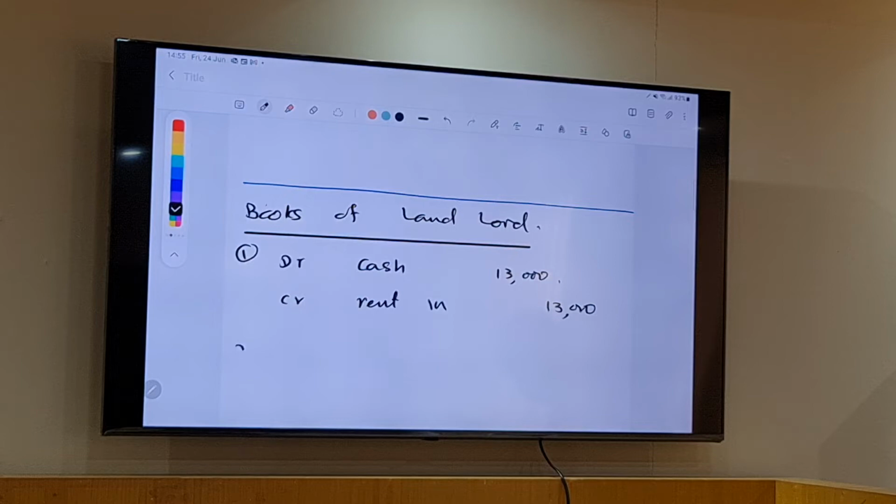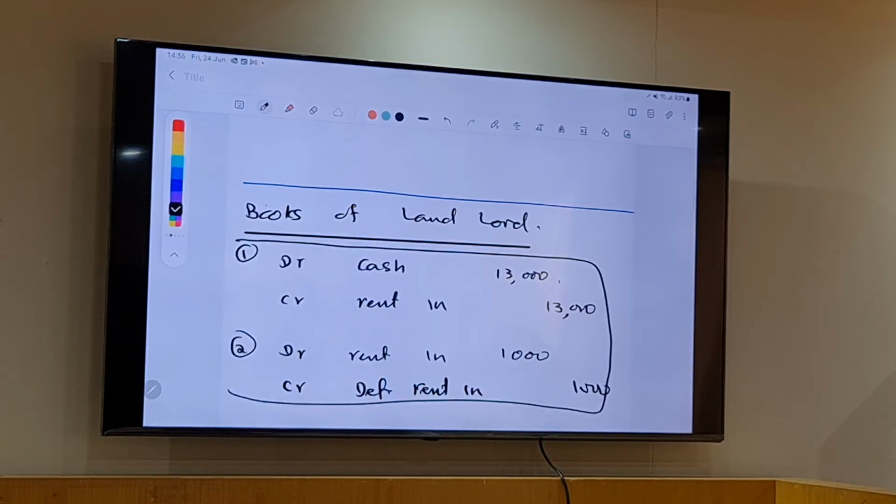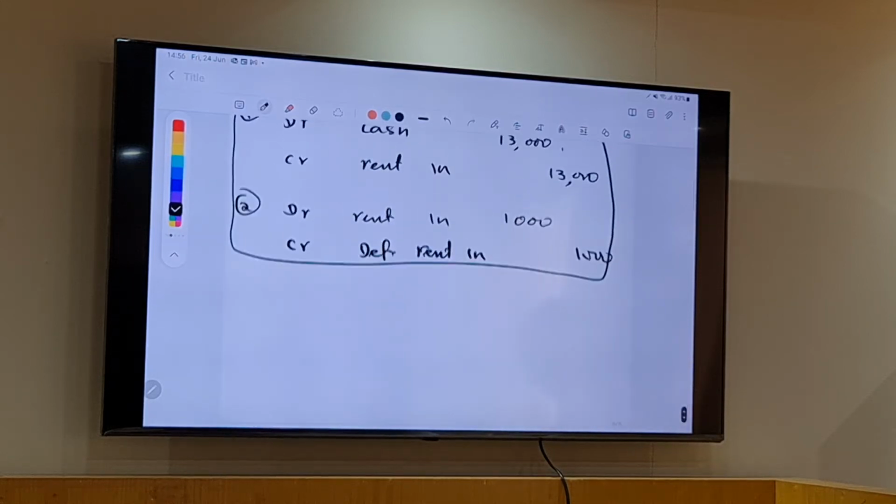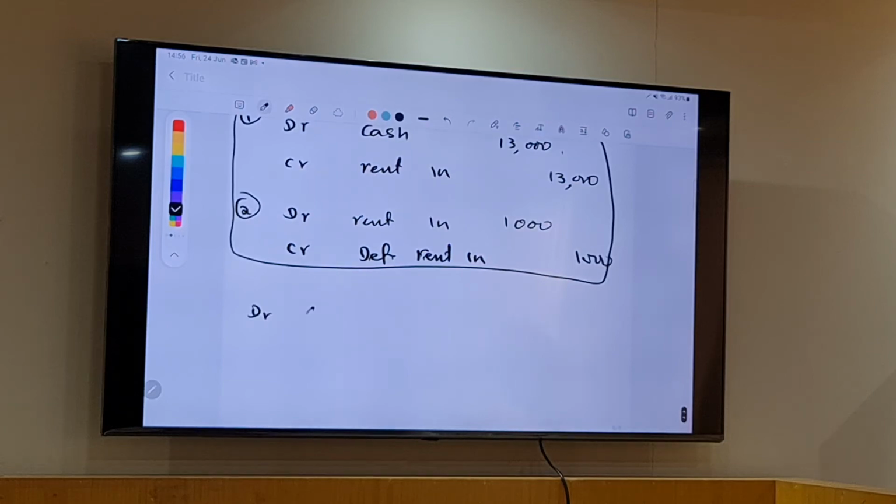Now what do I need to do? I need to correct this. So I should debit rent income 1,000 and credit deferred rent income 1,000. Now I can combine these two entries. If you combine them, debit cash 13,000, any change? Same. Credit rent income only 12,000.